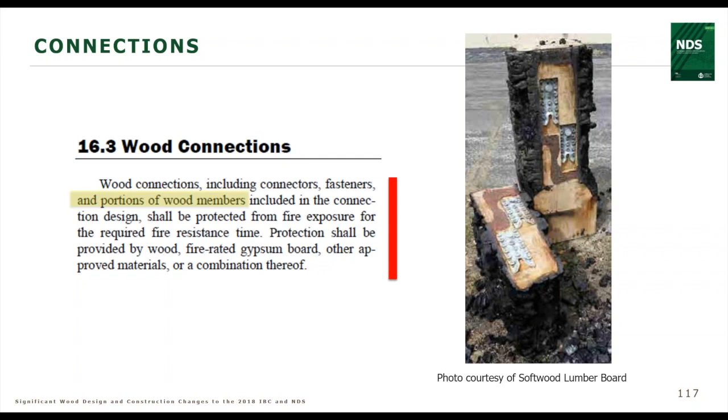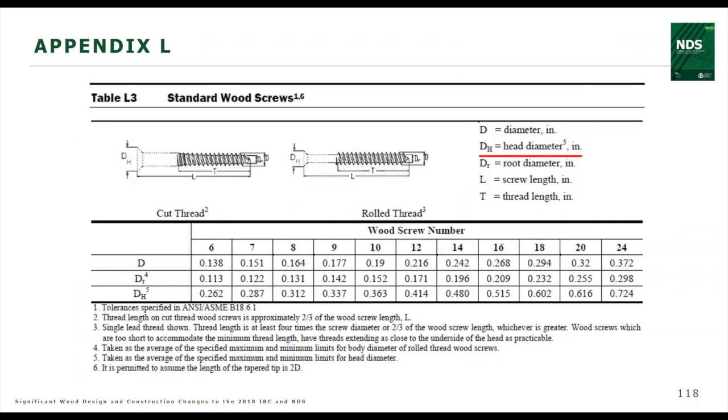The protection can come from wood, it can come from fire-rated gypsum board, it can come from other approved materials, it can be a combination of any of the above. But we did want to clarify that a wood connection isn't just the connectors, it's the wood in the connection as well.